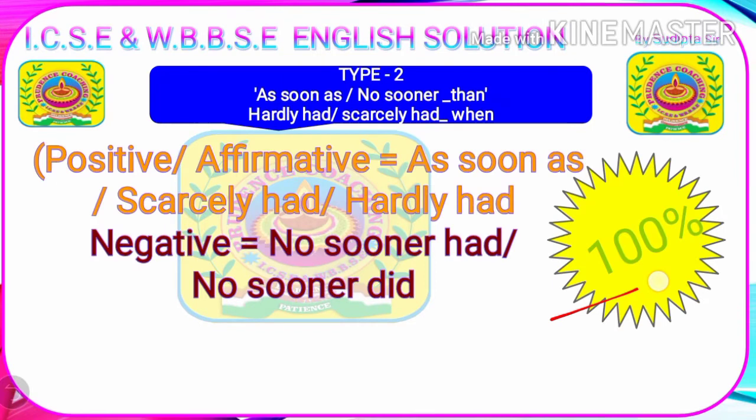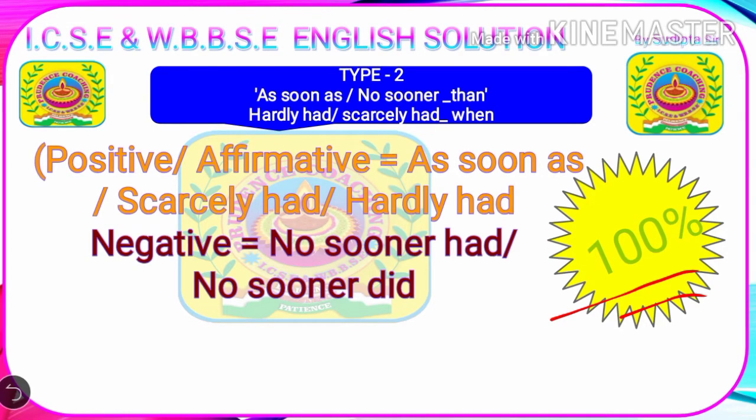Now we will discuss type 2, which has 100% possibility for ICSE 2020. So look at this pattern very clearly and understand this with concentration, because this is one of the most important topics that can be possible for your ICSE 2020. And we have given you the choices for the questions.